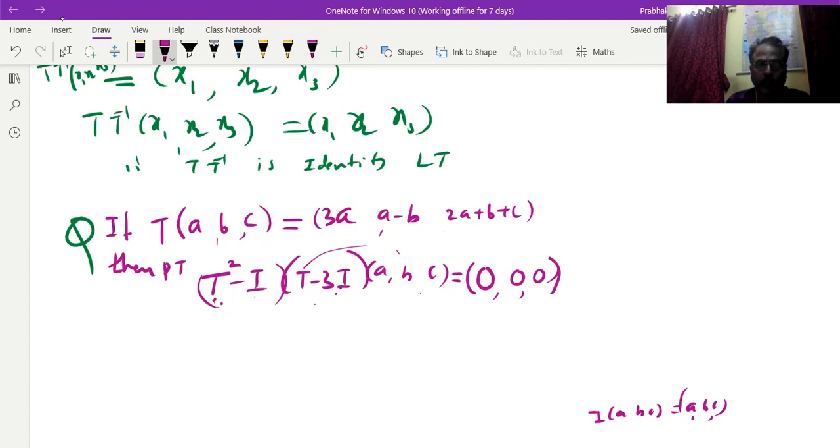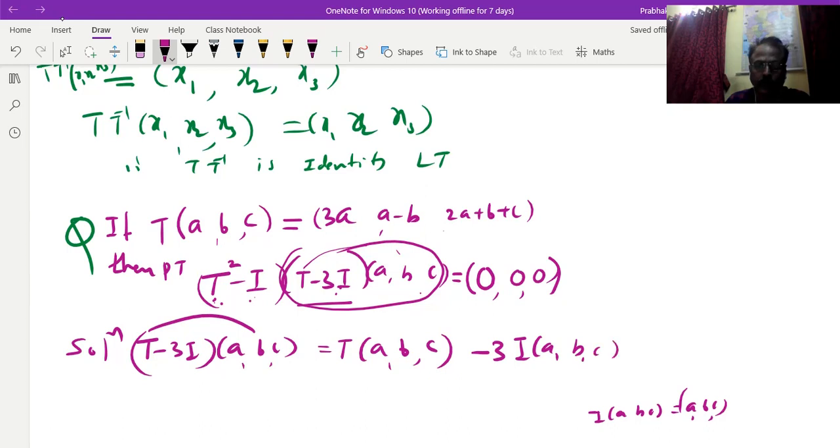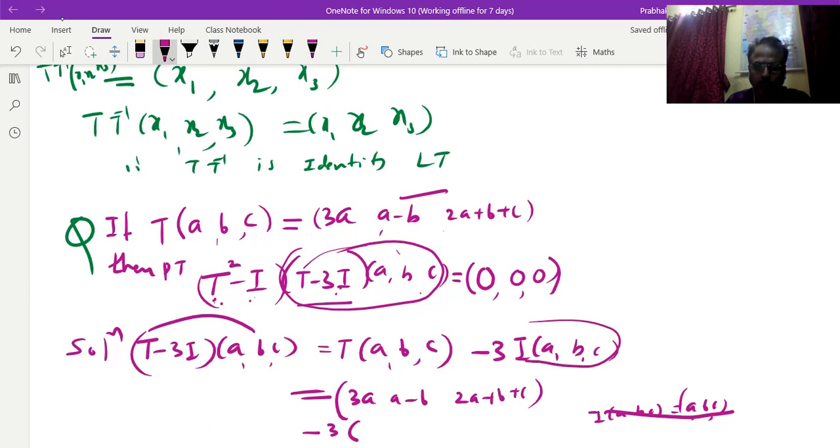Now to start from T minus 3I of ABC, first you find this, then afterwards whatever comes, you keep it here in front of T square minus I. That is, the solution is, you first find T minus 3I on ABC. What happens here? This happens: T of ABC minus 3 times I of ABC. Now T of ABC is given, which is 3A, A minus B, 2A plus B plus C. Minus 3 times I means the identity image, whatever ABC is there, the same thing will be reflected.